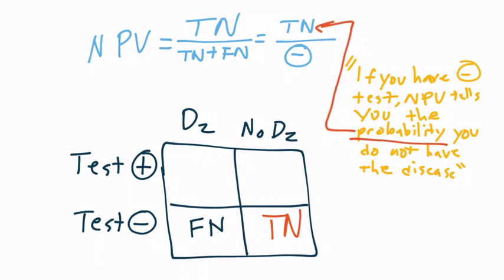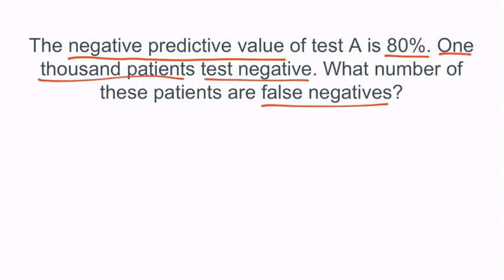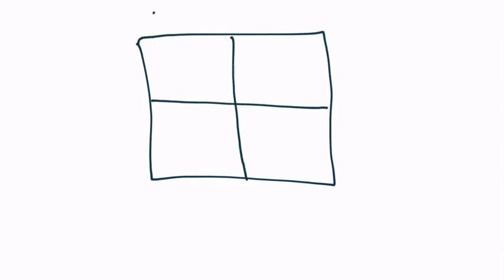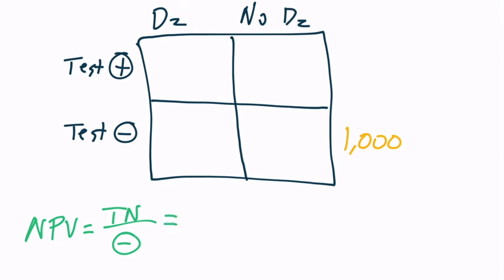Now let's do a question to solidify this. Let's say the negative predictive value of test A is 80%. 1,000 patients test negative. What number of these patients are false negatives? So let's draw out the 2x2 table and recall that negative predictive value equals the true negatives divided by all who tested negative. In the question stem, we are told that 1,000 patients tested negative. So we will put this number here to keep track of it. And if 1,000 tested negative, this becomes our denominator.